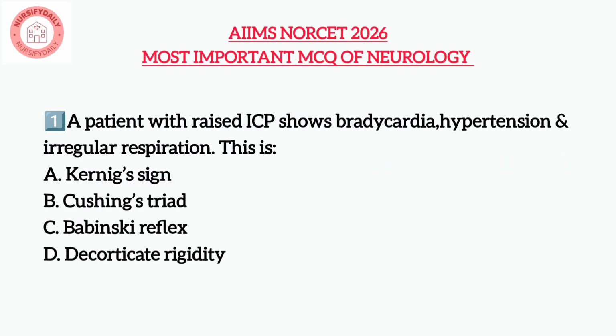Let's do MCQ of neurology. A patient with raised ICP shows bradycardia, hypertension, and irregular respiration. This is A. Kernig's sign, B. Cushing's triad, C. Babinski reflex, D. Decorticate rigidity.